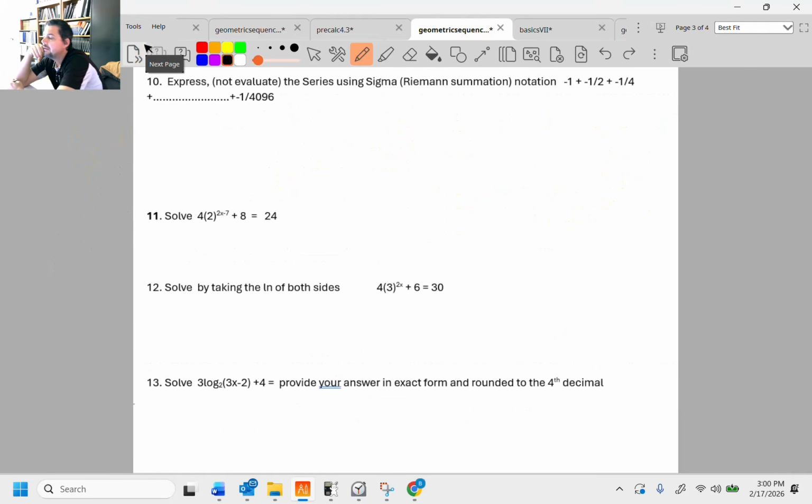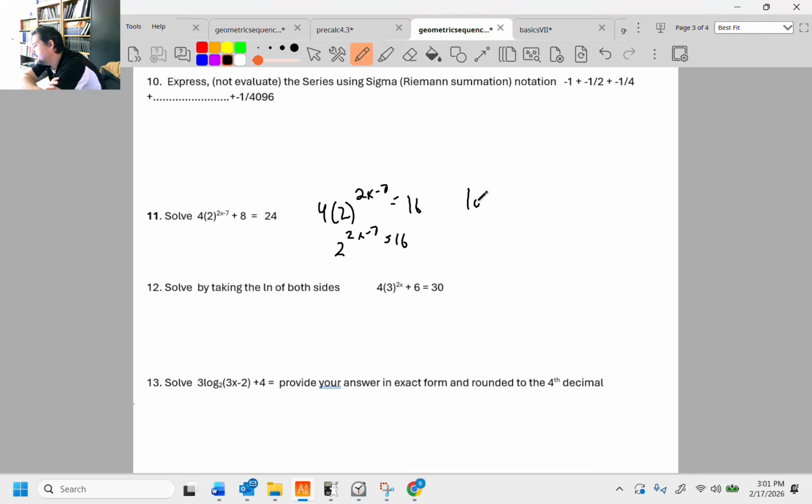Weird, huh? 11. Solve this thing. Oh, that's old. We're going to take away 8. 24 minus 8 is 16. We're just going to do easy stuff. I keep preaching do easy, but y'all keep doing you. See who's right, see who's wrong. Divide out the 4. 2 to the 2x minus 7 is 16.